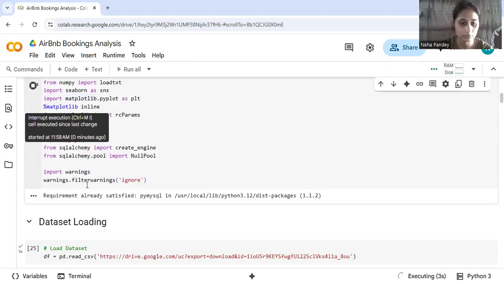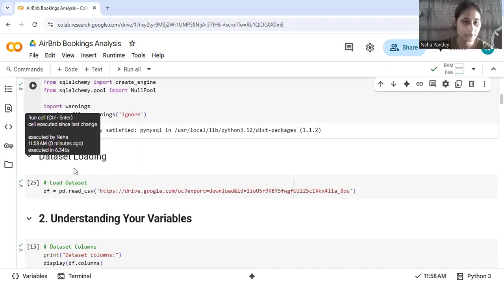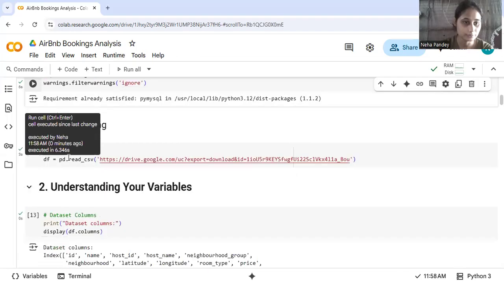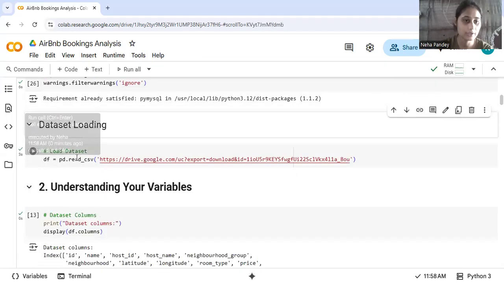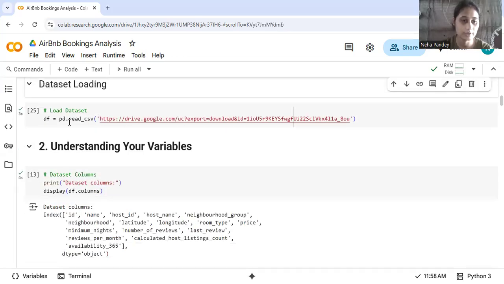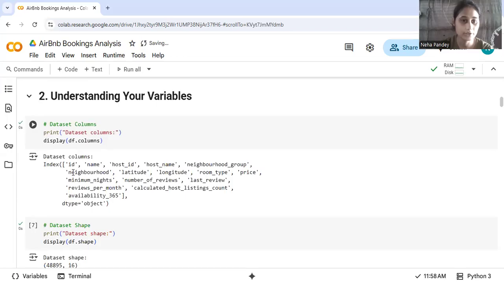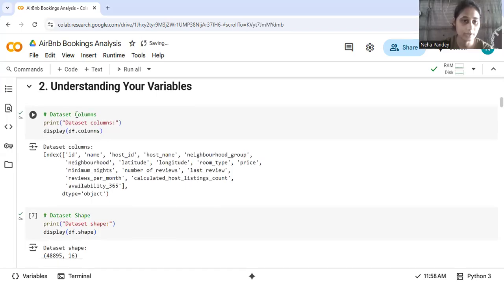Then I move to dataset loading. This is the dataset loading. This is the syntax for the dataset: data read, pd.read_csv, then the Excel link. Understand your variables. These are the dataset columns. First, let's look at the dataset columns.